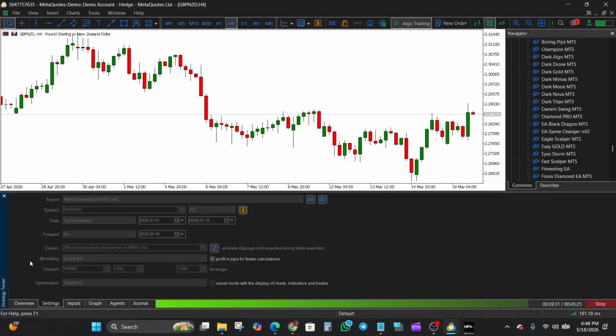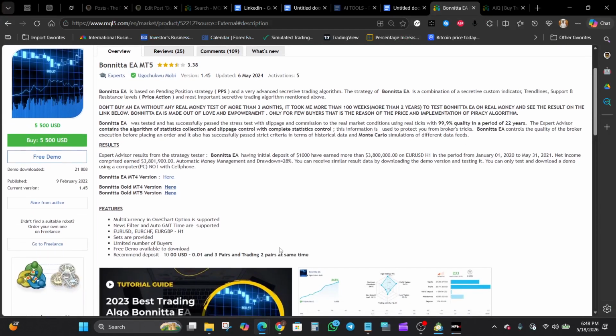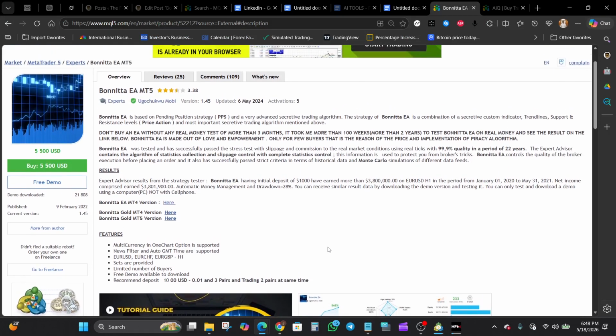But for the modeling, we are using the every tick modeling. And then for the delays, I recommend that you use the last ping to your server. So in a moment now, we are going to have the results out. This should be perhaps 6 minutes or less, thereabout, and we are going to go through the results together.